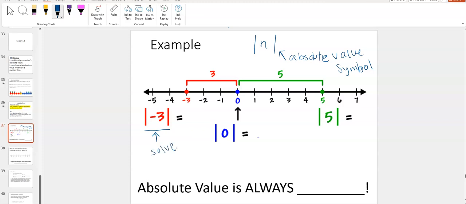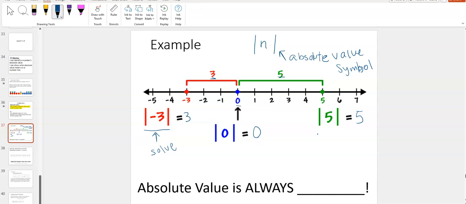So you read this as, what is the absolute value of -3? What is the absolute value of 0? What is the absolute value of 5? And then you can go ahead and answer those. So the absolute value of -3 is 3 because it's 3 hops away from 0. The absolute value of 0 is 0 because it is 0 hops away from itself. And the absolute value of 5 is 5 because it is 5 hops away from 0.